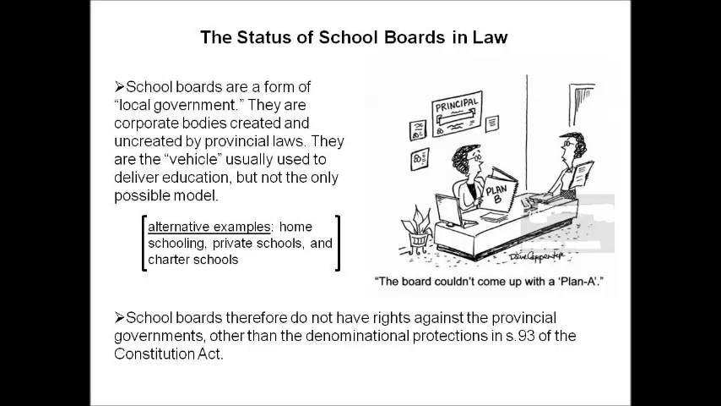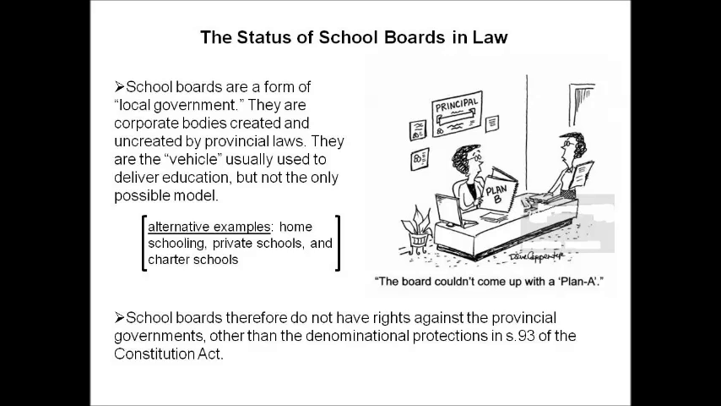And then school boards, it's important to remember, they don't have rights against the provincial governments other than the denominational protections in Section 93 of the Constitution Act. Again, I already did a lecture on Section 93 of the Constitution Act. Very important, the Canadian Constitution, or the BNA Act. But other than those denominational protections, realize that school boards can be made or unmade, right? A school board doesn't have any right to exist.